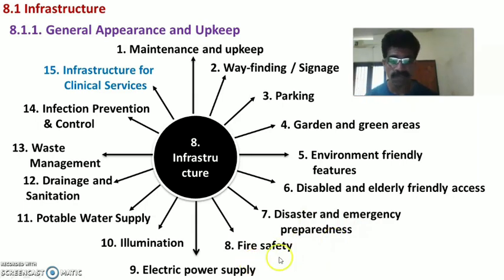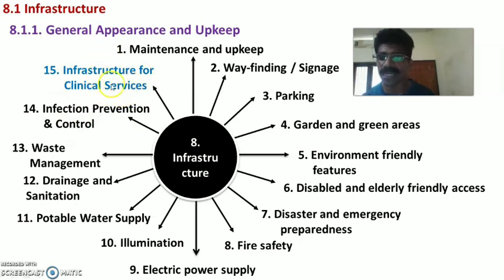Then fire safety, fireproof and fire safety in the sub-center. Electric power supply necessary or needed, or what are the services required for the sub-center. Illumination, lighting facility in the OP and other areas of the sub-center. Potable water supply, drinking water supply, a facility for the safe and wholesome water supply for the sub-center. Drainage and sanitation facilities in the sub-center. Waste management system, biomedical waste management system in the sub-center. Infection prevention and control protocol or services, activities. Infection prevention and control. And 5th one is infrastructure for the clinical services at sub-center.